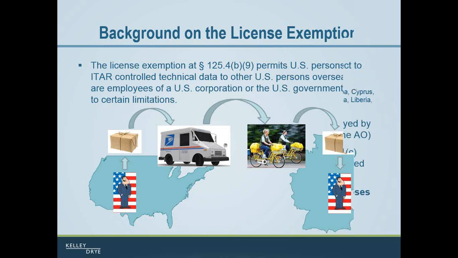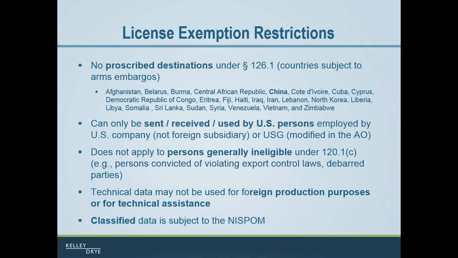The second condition is that the exemption can only be used when data is sent, received, and used by U.S. persons who are either employed by a U.S. company or the U.S. government. And it's important to point out that if you have a U.S. person overseas receiving the data, they have to be an employee of a company incorporated in the United States. It does not apply to persons who are employees of a foreign subsidiary of a U.S. company. The rest of these are smaller points, but I just want to hit them quickly.